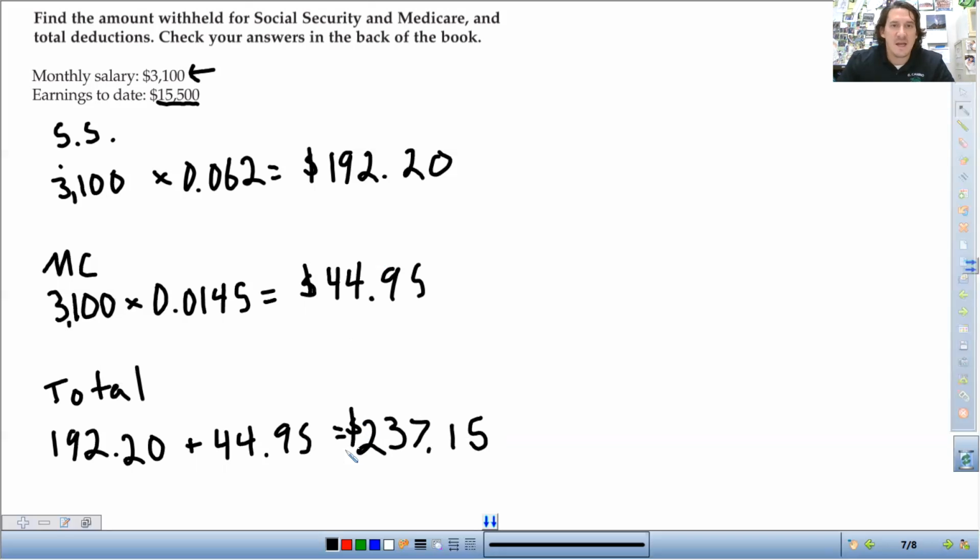And that is it for today. Just remember the earnings to date. That's just to tell you if this is more than $97,500, you do not have to figure the Social Security tax, and you only have to do the Medicare.